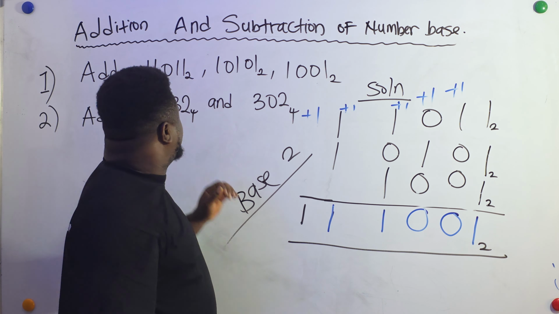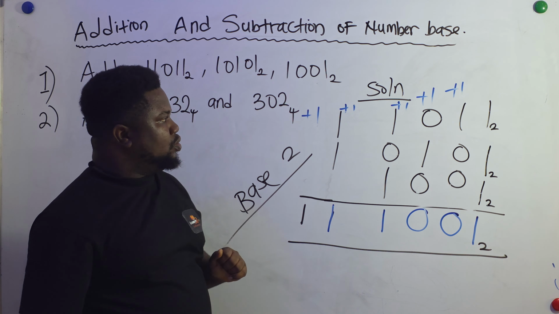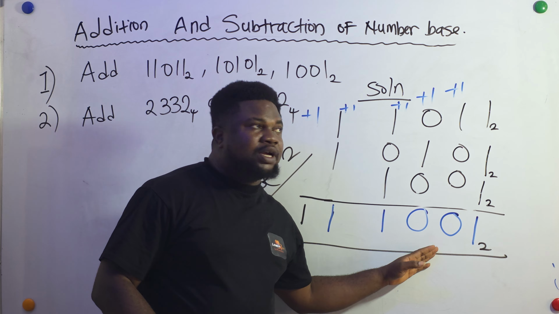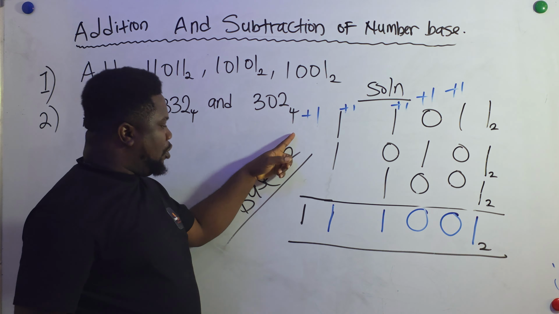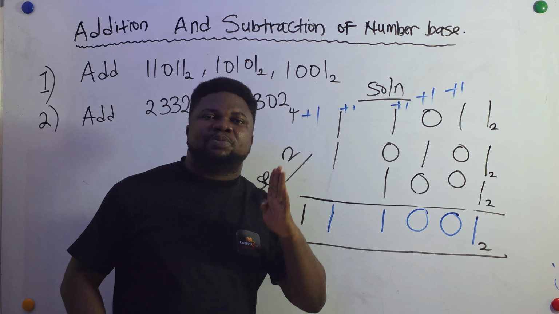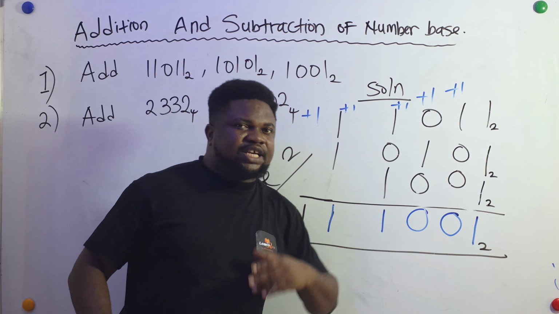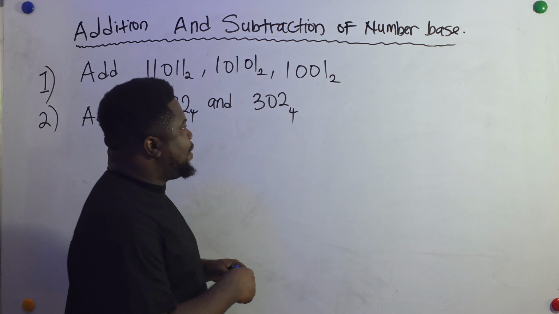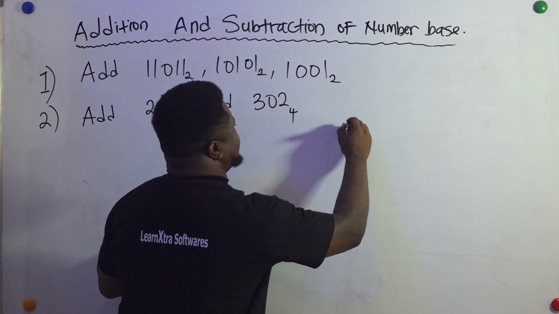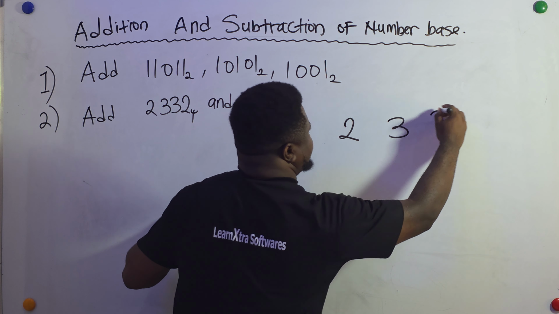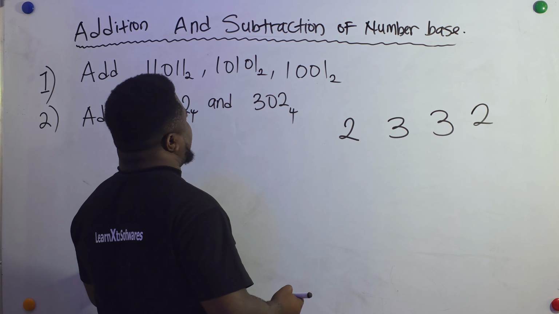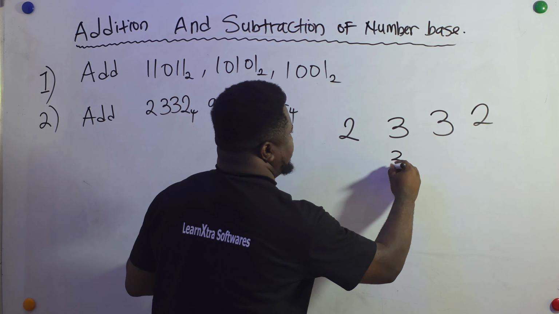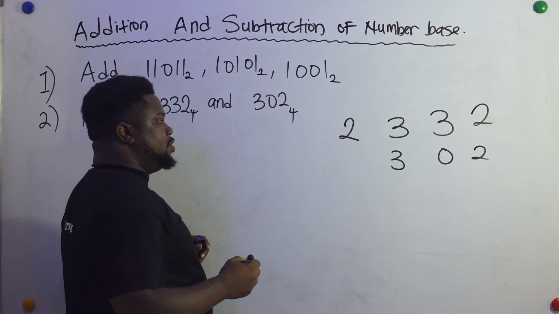Let's take more examples. Let's solve question 2. You will get it more. The idea is to know what to write as your answer. Like here it says base 4. Add in base 4. The highest number in base 4 is 3. So now let's add this with this. Our table will look like this: 2, 3, 3, 2, and 302, if I position it well. Yeah.